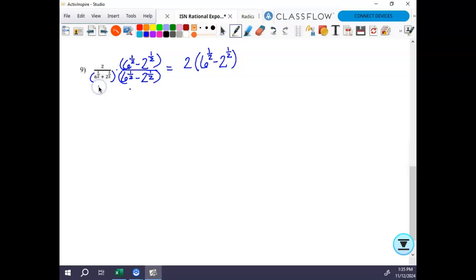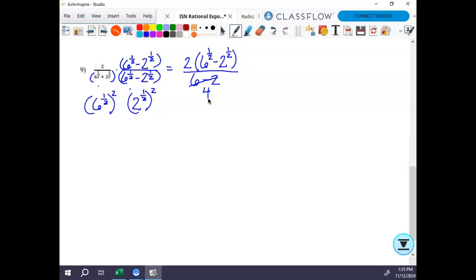This is a difference of squares, right? So I square the first term. 6 to the 1/2 power squared would be what? Think about that. What's that going to give me? 6, okay, over 6. And then if I take 2 to the 1/2 power and square that, what does that give me? 2. 6 minus 2. So then this becomes 4, right? 6 minus 2 is just plain old 4.